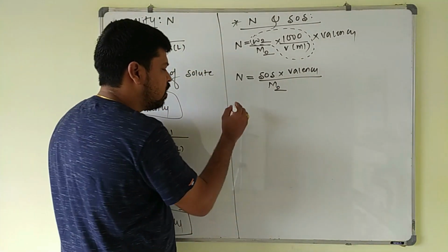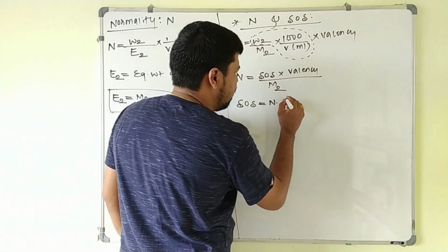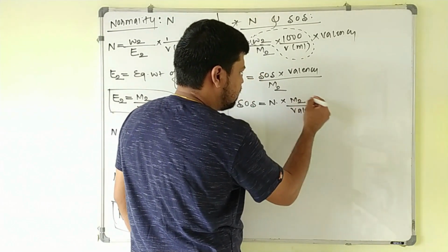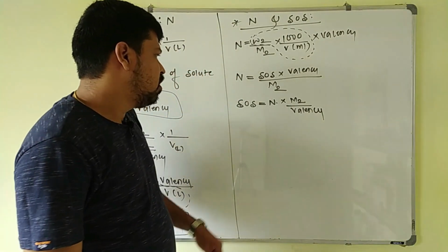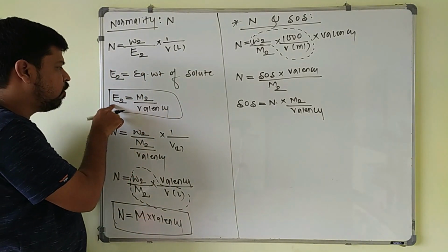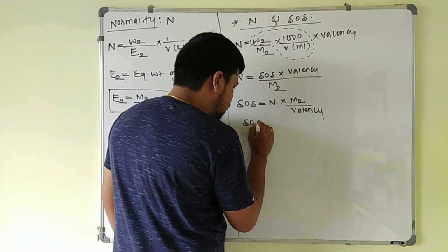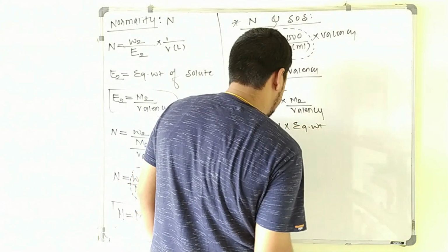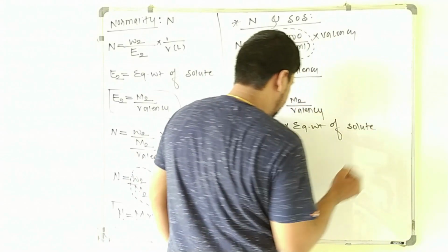solute. So strength of solution SOS is equal to normality into molar mass of the solute divided by valency. So in this one, molar mass by valency is nothing but what? Equivalent weight. Equivalent weight is molar mass by valency. So what we can write here? Strength of the solution is equal to normality into equivalent weight of solute. Equivalent weight of solute, that is nothing but E2 you can write here.